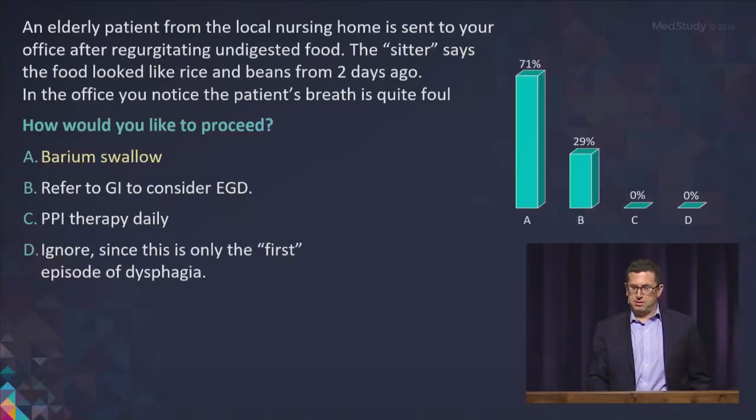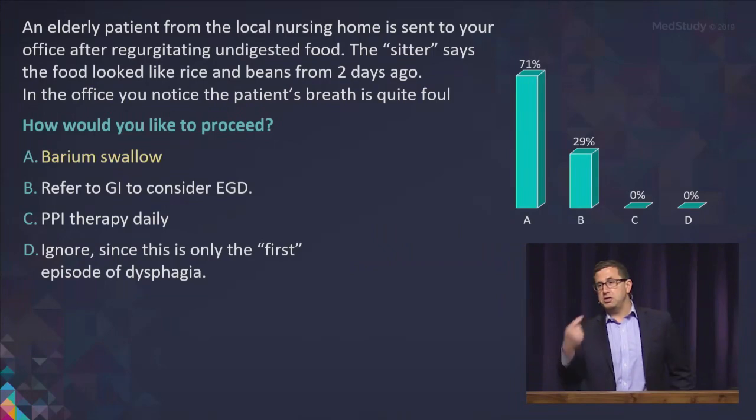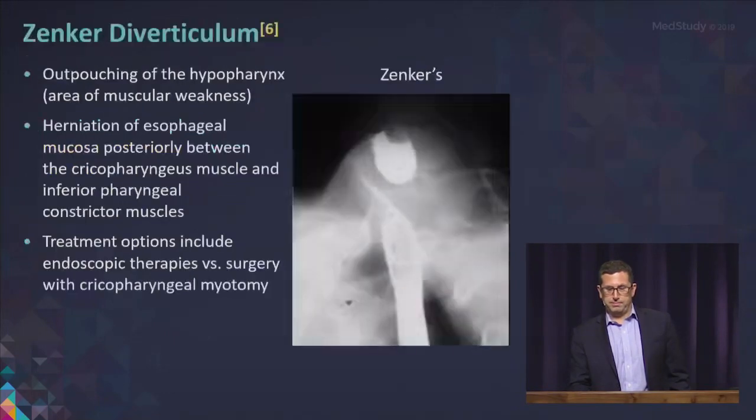Good, most people got that too. So the answer is barium swallow because you're actually worried about a Zenker's diverticulum, so the food kind of getting caught and being regurgitated, the foul smell, that's consistent with the Zenker's. Actually, an EGD could be dangerous with a Zenker's because you could put the tip of the scope right through it and lead to mediastinitis. So really the first thing to do if you suspect this clinically would be to do a barium study.